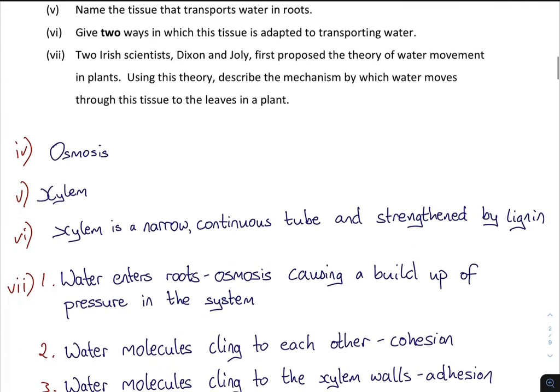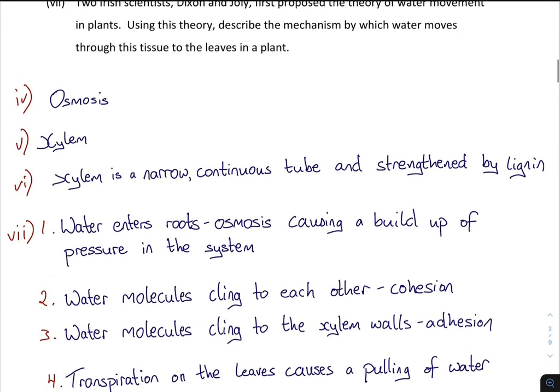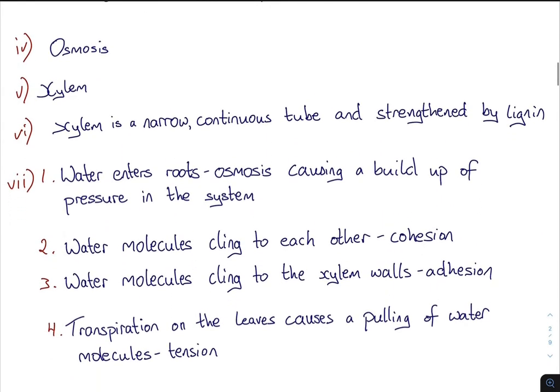Using this theory, describe the mechanism. Now, this comes up quite often, and for this mechanism, you can put it in any order really, from 1 to 4. It doesn't really matter, but really, this would be something you learn off. Okay, so usually what I do is I start from the bottom. So water enters the roots, osmosis, and this causes a build-up of pressure in the system down at the bottom.